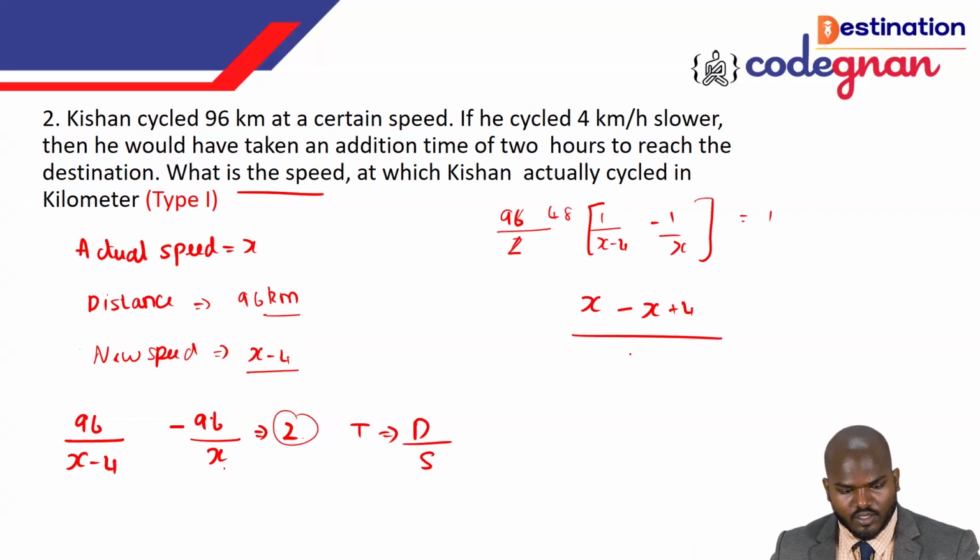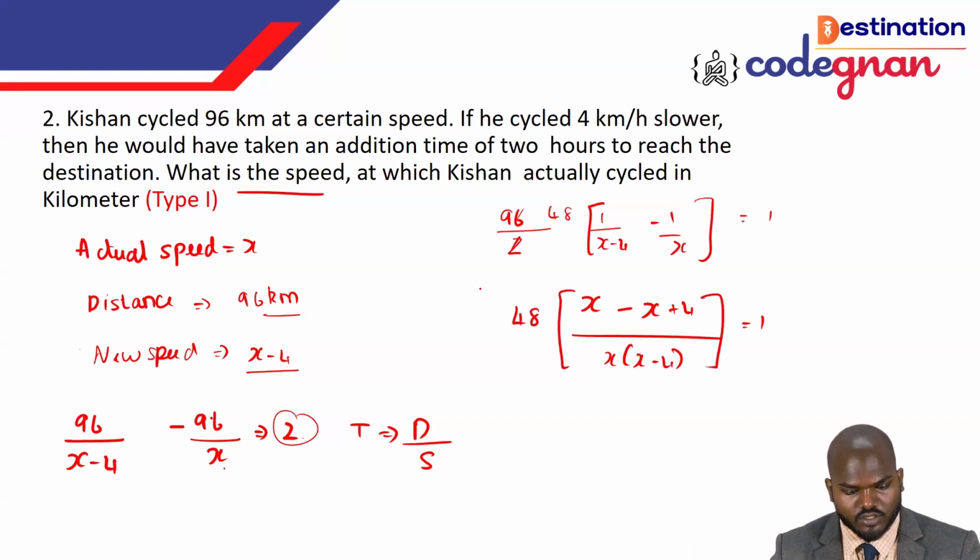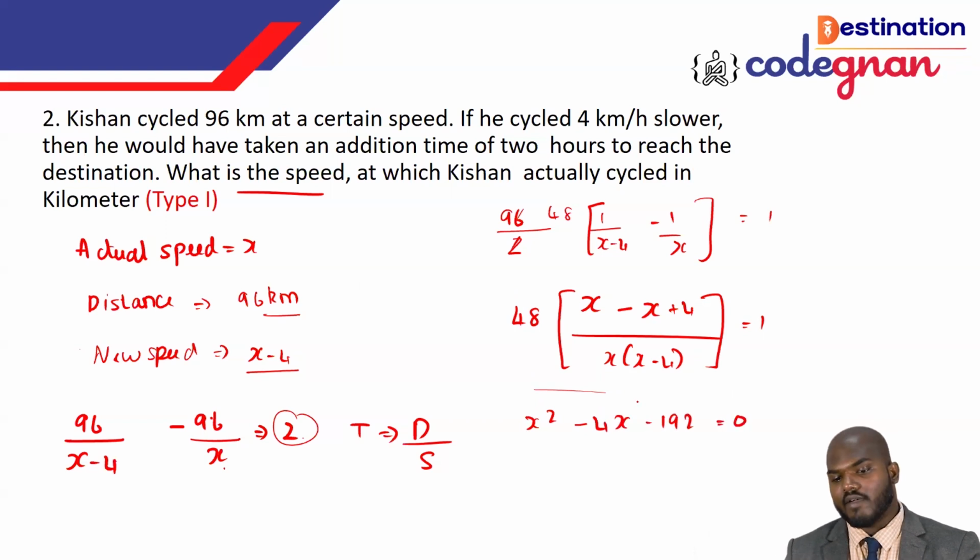Okay, and then below you will have x times x minus 4 is equal to 4, something like that. But don't ever forget that you have the 48 on the left side portion. If you solve this one, guys, it will give you the value x square minus 4x minus 192 is equal to 0. Okay, like what we're having here.